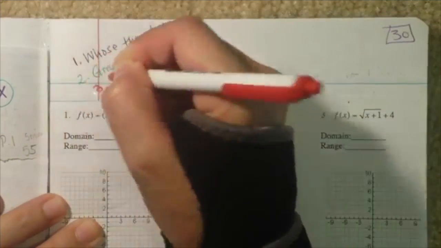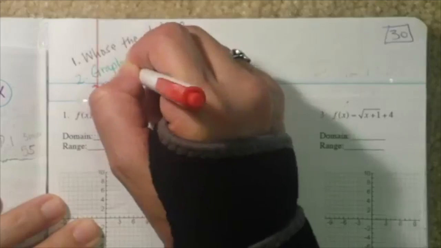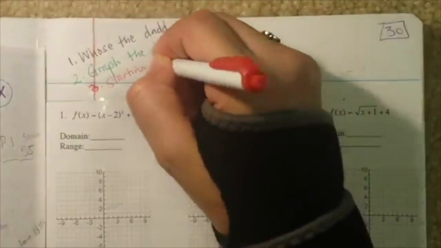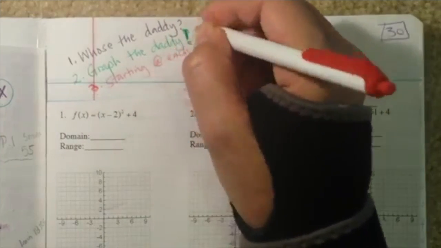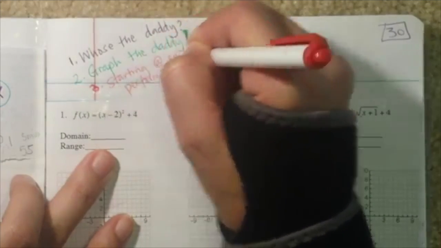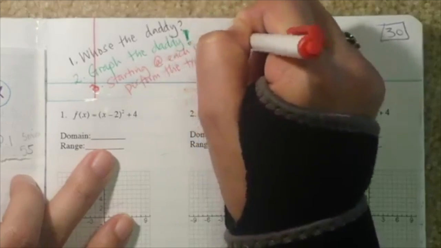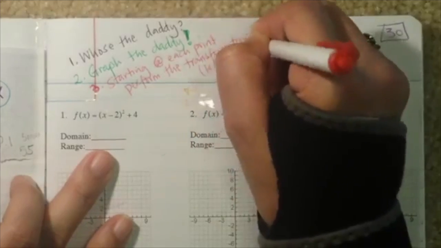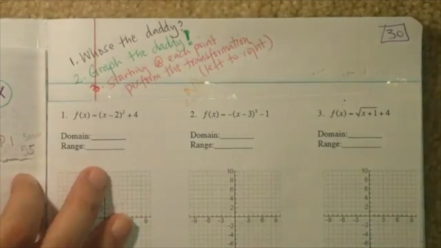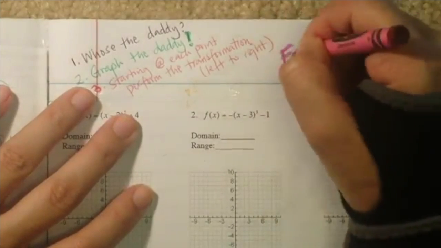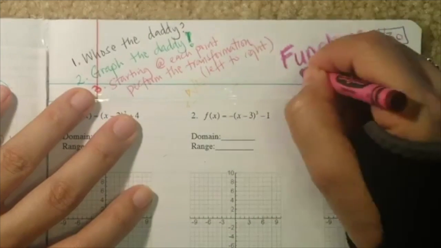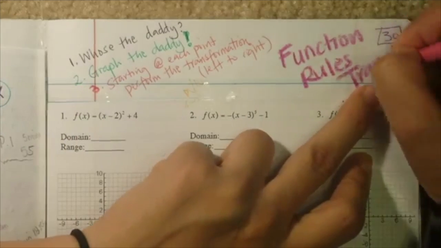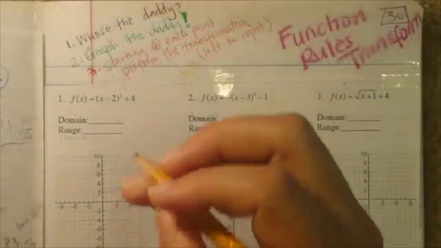Step 3, starting at each point. So listening check, underline "starting at." Starting at each point, perform the transformation. So left to right. Starting from the left, going to the right, perform the transformation. Go ahead and put it in the title too. It's going to be function rule transformations. Those are just the 3 steps that you need to do for each one.